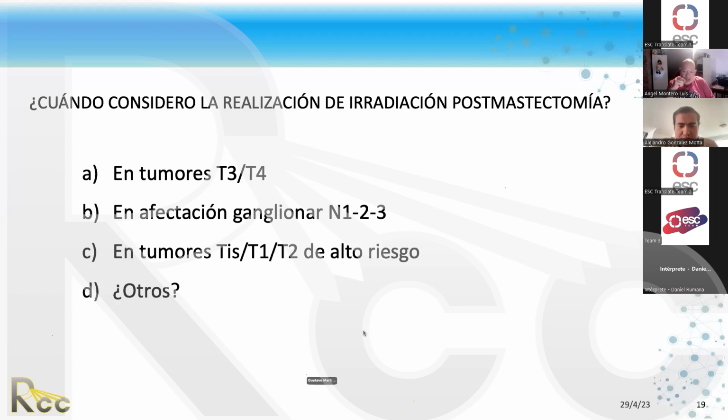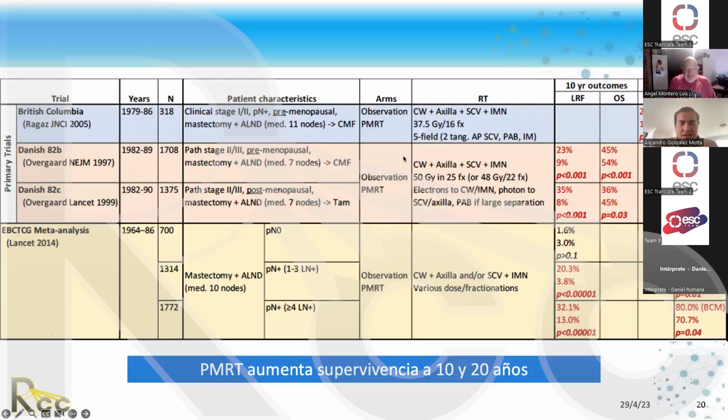So when would you do this? Yes, 3 out of every 4 consider this to do post-mastectomy radiotherapy. It calls my attention that almost 40% think that in earlier tumors, but considered high stress risk, it could be considered. So, okay, let's continue now.